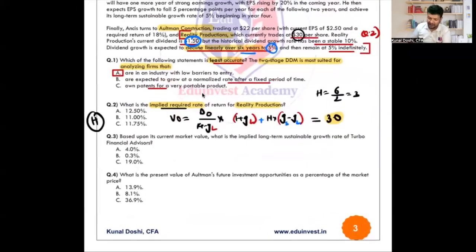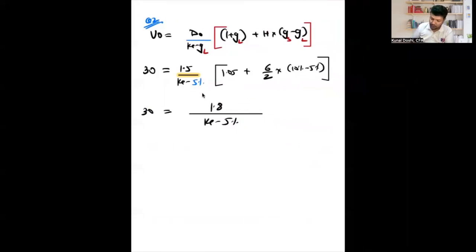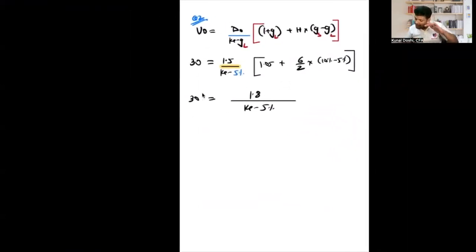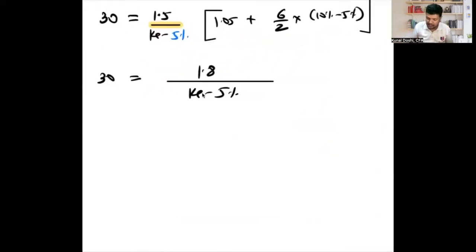One is 12.5. So 12.5 minus 5 is 7.5%. So 1.8 divided by 7.5%, that gives me 24. So I'll have to reduce it to 11. So 11 minus 5 is 6%. So 1.8 divided by 6%, that exactly gives me 30. So this has to be 11% for me to get 30.